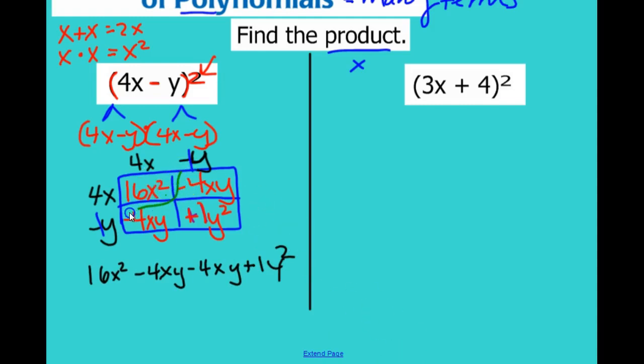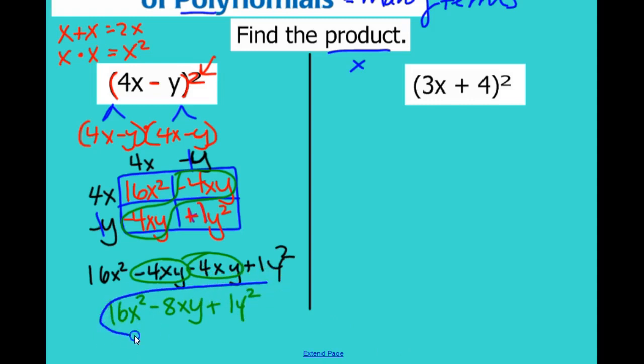However, if you notice that both of these two terms have an xy, we could have combined these together right away. A negative 4xy and another negative 4xy. Negative 4 and negative 4 make a total of negative 8xy. So I have 16x squared minus 8xy plus 1y squared. So this is our final answer. This is our polynomial that we were looking for. We have all of our x's, our xy's, and our y's. We combined our xy's together.